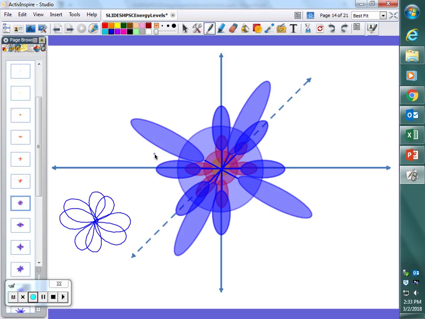Nora, go ahead. How do you know which numbers are the same since they don't have colors like in real life? Yeah. Okay. In real life, it depends basically on how close they are to the nucleus or how far away they are from the nucleus.